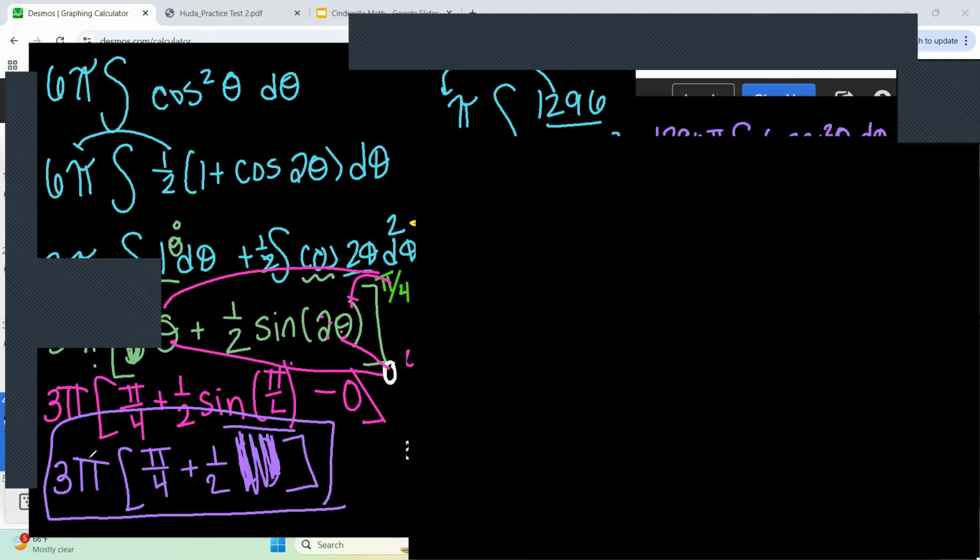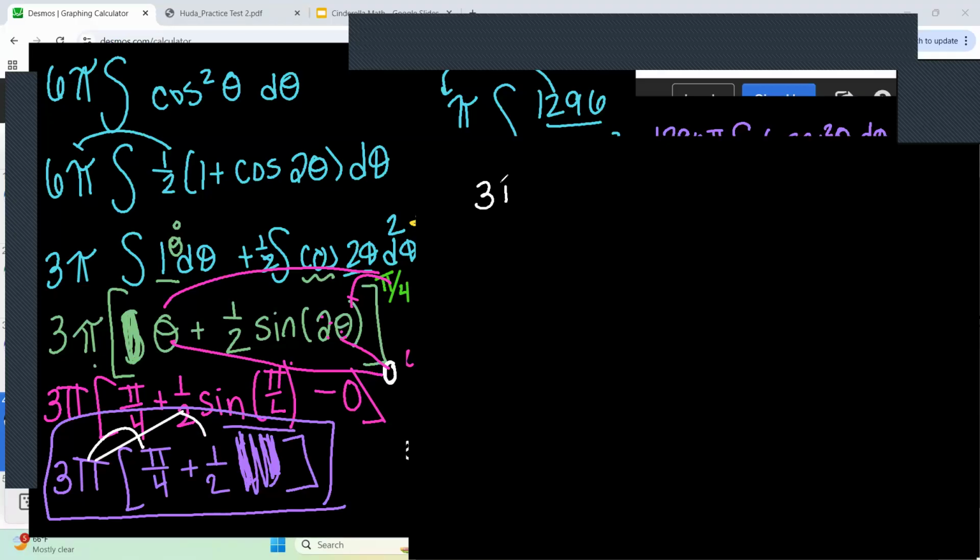If you wanted to distribute, you could. That would be 3 pi squared over 4 plus 3 pi over 2. And if you wanted to get a common denominator, you could. But my students' program took the purple answer. So I don't know if you really need to continue on.